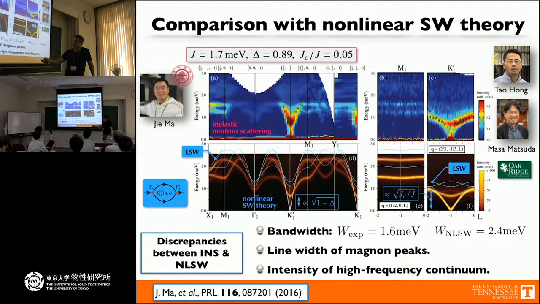The other discrepancy: the other observation was that when Yoshi did this 1/S expansion and went one order beyond the linear spin wave theory, he found that when you use the Hamiltonian parameters that were determined by other experiments, the magnon bandwidth is significantly larger than the experimental bandwidth, by a large factor, and that was a discrepancy that was difficult to reconcile with experiment.